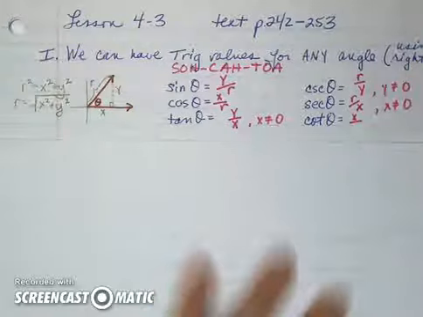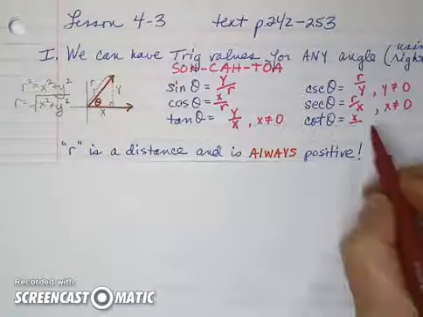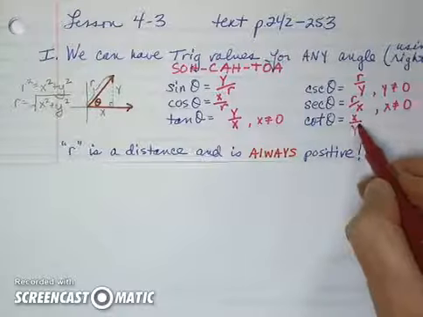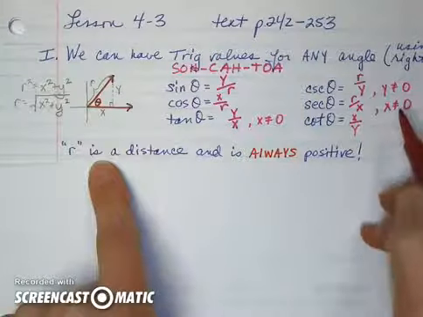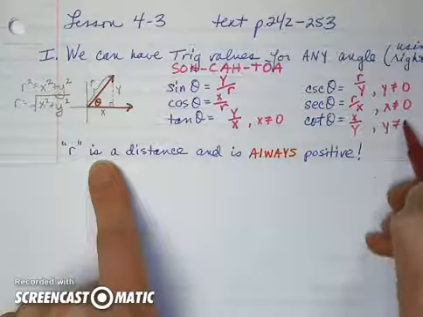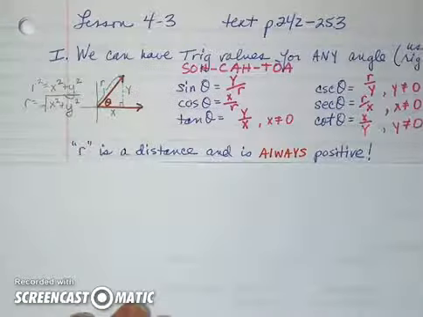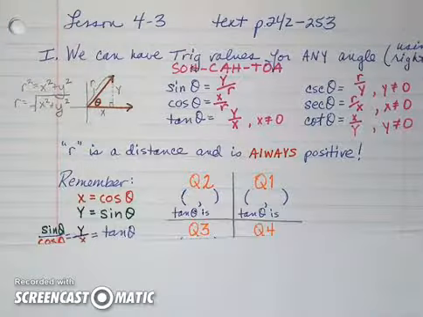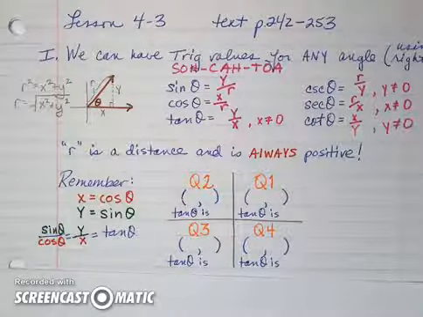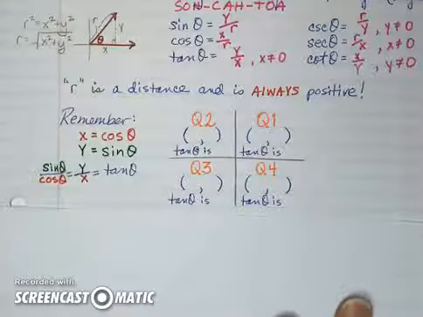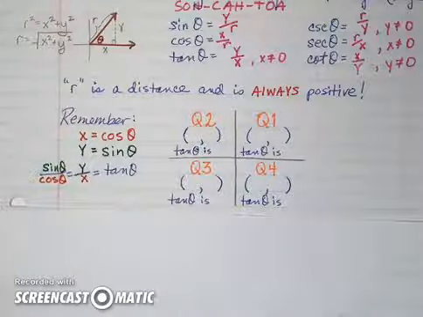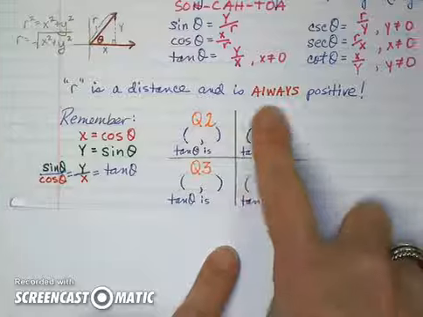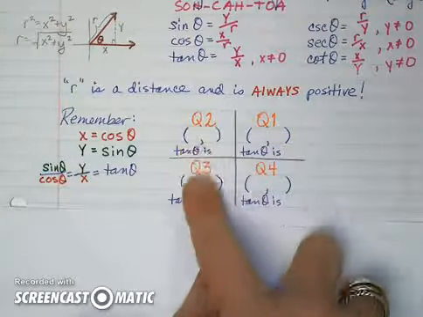Now another thing I want you to remember is that since r is the radius, it is a distance and it can never ever be negative. It's always positive. That will be important when you're trying to figure these out. Let's talk about some of these quadrants too. And this should be review. When you look at a quadrant system, quadrant 1 is where everything is positive. Okay, and then quadrant 2, 3, and 4.